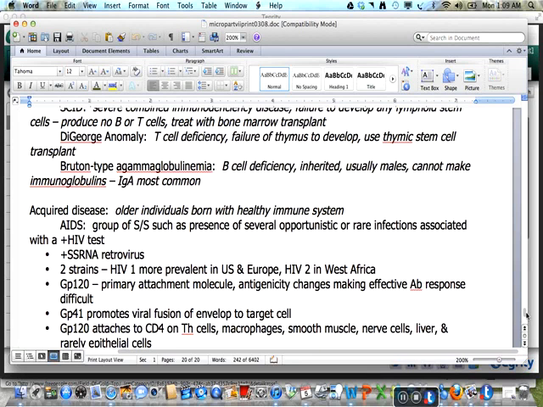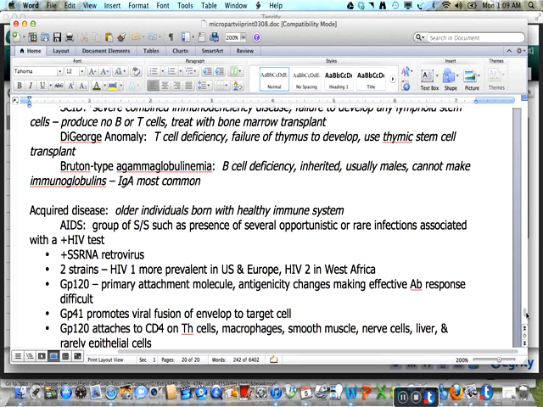AIDS, or acquired immunodeficiency syndrome, is a group of signs and symptoms, such as the presence of several opportunistic or rare infections associated with an HIV-positive test. HIV is a positive single-strand RNA retrovirus with 2 strains. HIV-1 is the more prevalent in the U.S. and Europe, and HIV-2 in West Africa.